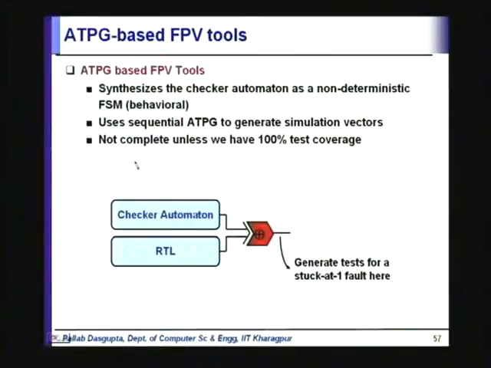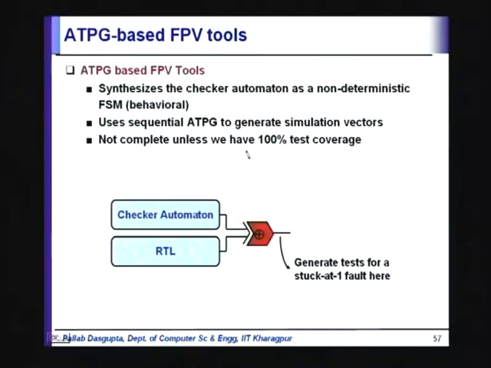Now this is not going to be a complete proof procedure unless we have 100% test coverage. It may so happen that there is a test pattern which can cover that fault, but you are unable to determine it. So, then you do not know the answer to the property check, whether it is true or not.